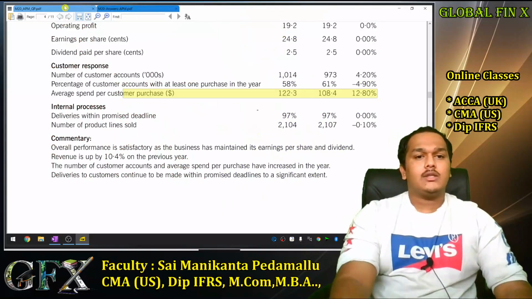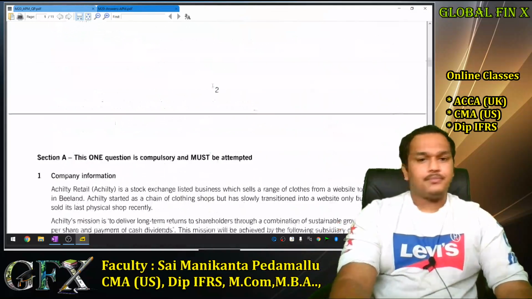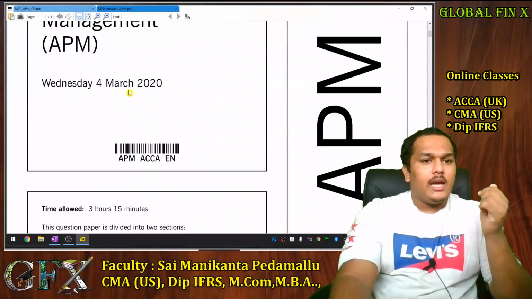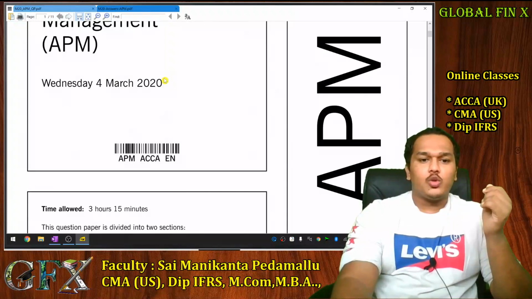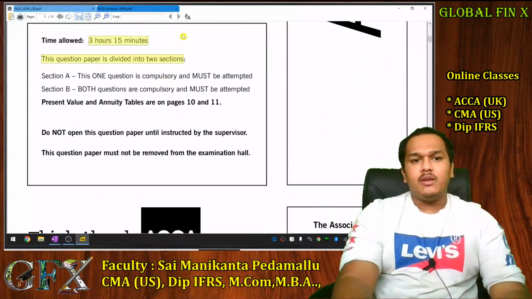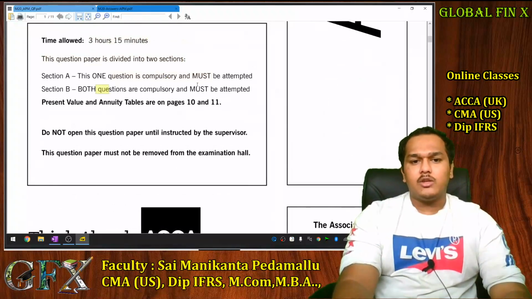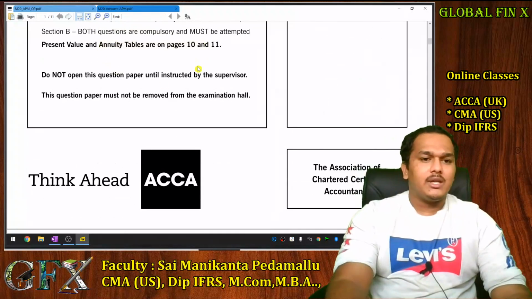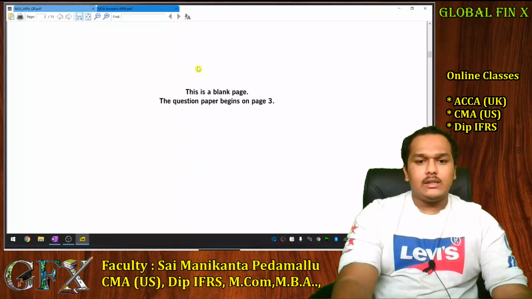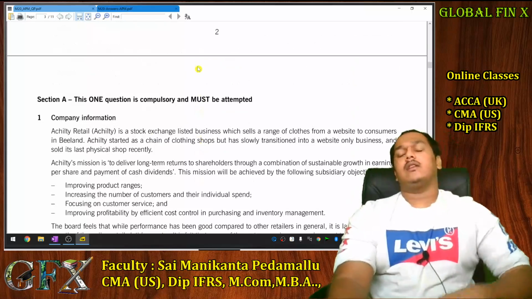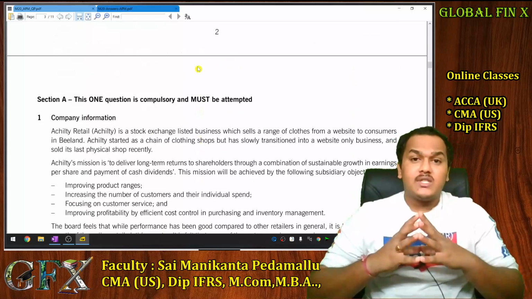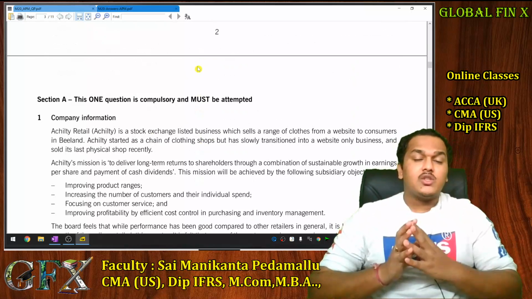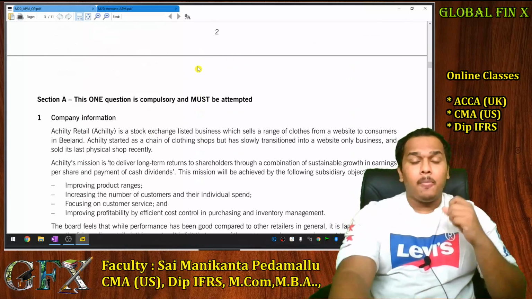So this is the first question paper here. Advanced Performance Management, APM, Wednesday 4th March 2020, time 3 hours 15 minutes, one question in section A, two questions in section B. Present value table and annuity tables are given to you on page number 10 and 11. And see here, the first question, as I told you, from September 2019, the question structure for the first question has changed. You can see that here very clearly.